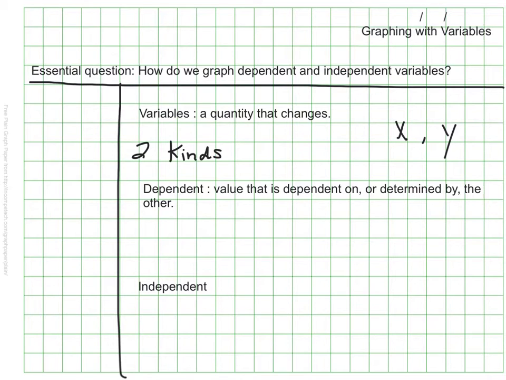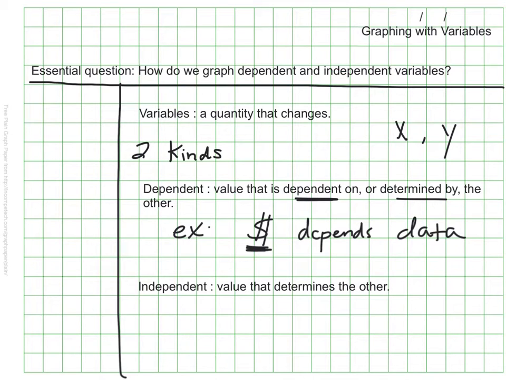The dependent variable is the one that is dependent upon or determined by the other. So for example, if you have a cell phone bill, the price that you pay on your cell phone depends on how much data you use, right? So this would be our dependent variable because it's dependent upon the other piece of information.